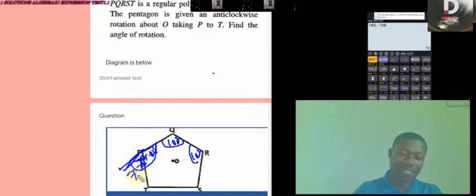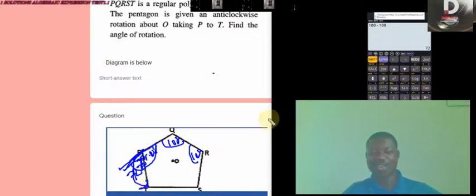So if here is 72 and I'm taking this turn, it is 72 degrees. So the answer is 72. From P to T, 72. If it had been from here to T clockwise, that would have been 72 plus 72 plus 72 plus 72. You get a picture? That is how it works. So next time you meet a question of that nature, you know how to dribble it. Wonderful.